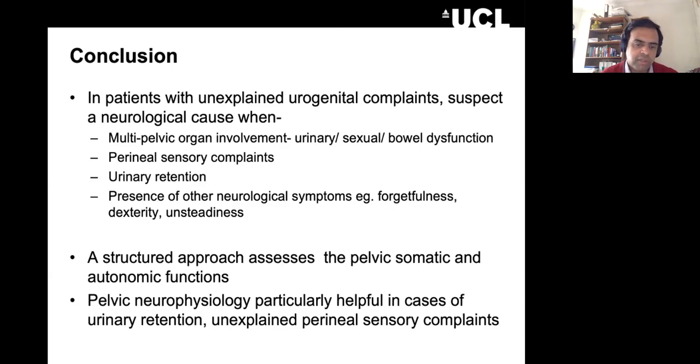I've shared with you a structured approach to examine the patient and to evaluate the patient using radiology and neurophysiology. And in these particular situations, I think the pelvic neurological assessment is helpful to find a neurological cause for unexplained perineal sensory complaints.